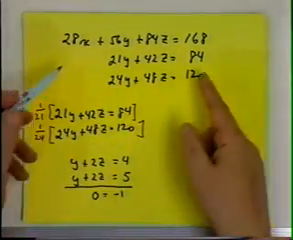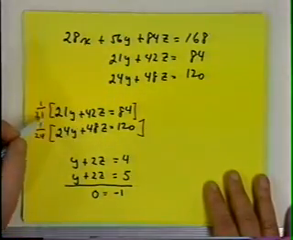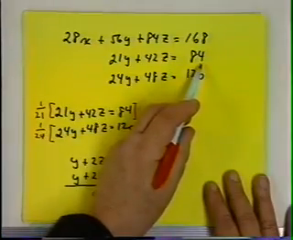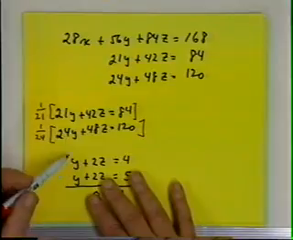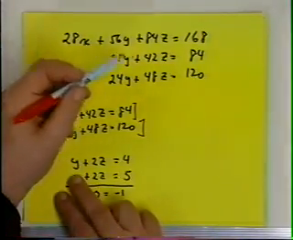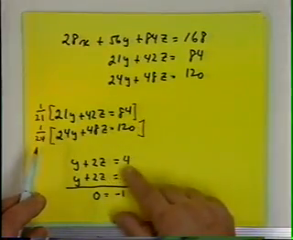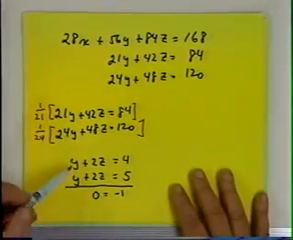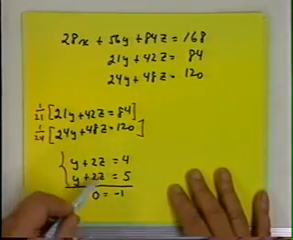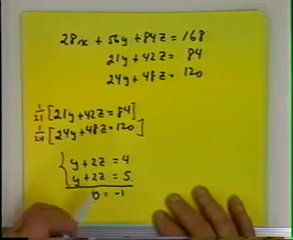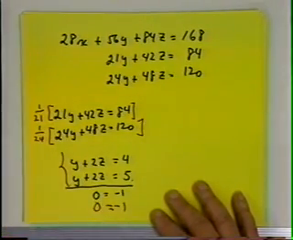To solve this, let's reduce it first. Let's multiply both sides of this equation by 1 over 21. In other words, we're going to divide by 21 on both sides here, and divide by 24 on both sides here. That gives us 21 divided by 21 is 1, 42 divided by 21 is 2, and 84 divided by 21 is 4. And we wind up with y plus 2z is 4, but also y plus 2z is 5. Now when we subtract, we wind up with 0 equals -1, which is never true.